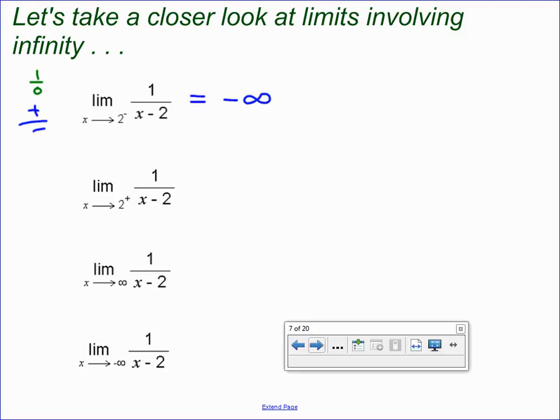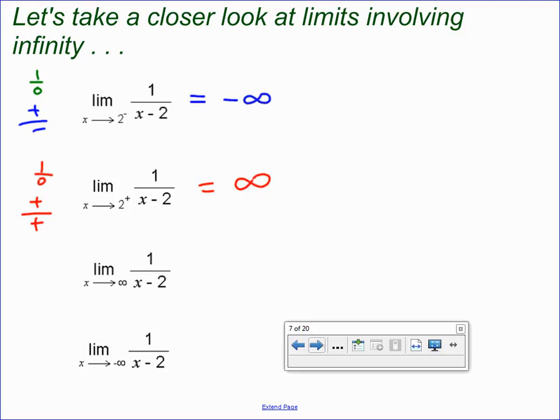Do the same thing. I know that this is going to be infinite because 1 over 0 is infinite, but the sign of the top is positive. The sign of the bottom, as x approaches 2 from the right-hand side, is slightly positive. 2.001 minus 2 is slightly positive. In this case, a positive divided by a positive indicates that while infinite, this will be positive infinity.